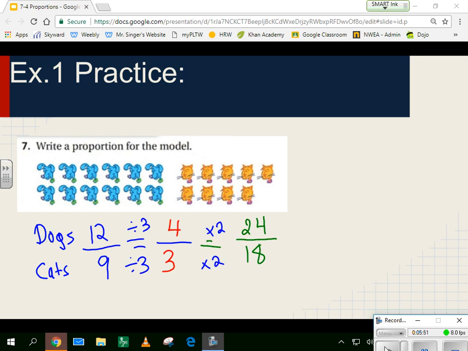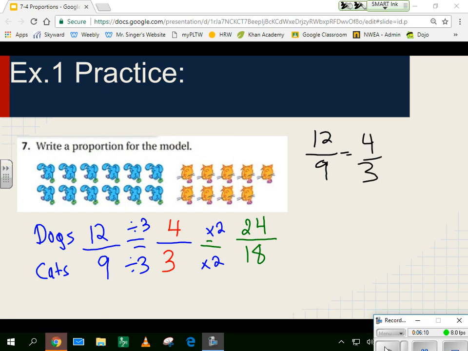All right, so here are two different proportions you could have, and I'm going to help you write these neatly. The first one is that 12 to 9 is equal to 4 to 3, which all I did is I divided by 3. So the correct way to write this answer would be 12 to 9 equals 4 to 3.